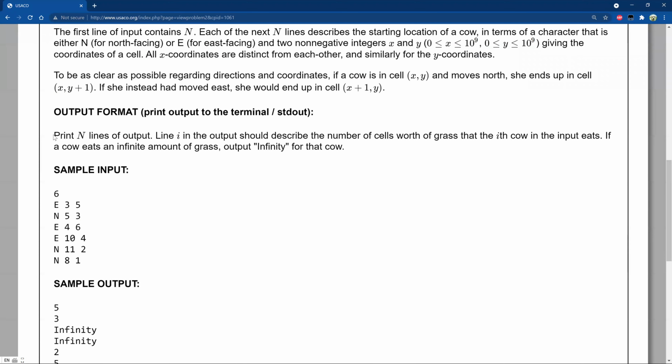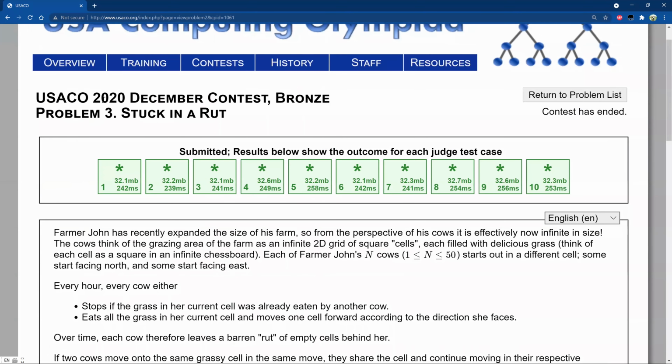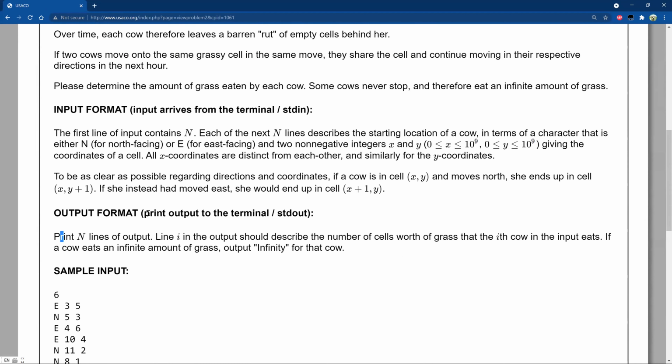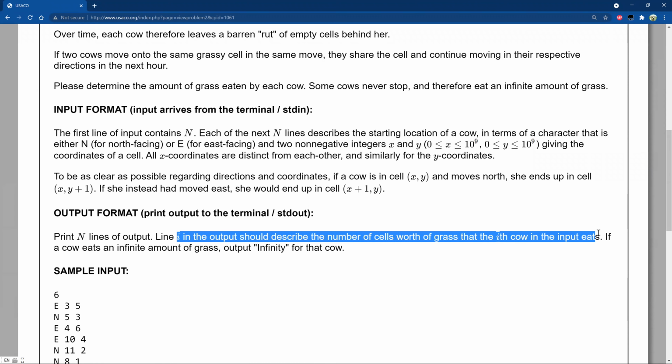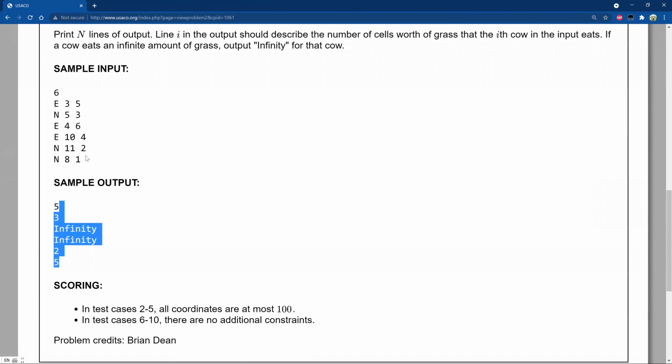For the output, by the way, the input and output are from the terminal, which is standard in and standard out, because it's 2020 and we're using the new system here. The output will print N lines, and the ith line describes the number of cells that the ith cow of the input eats, and if it eats an infinite amount of grass, we output infinity. And this is the output for the given input.